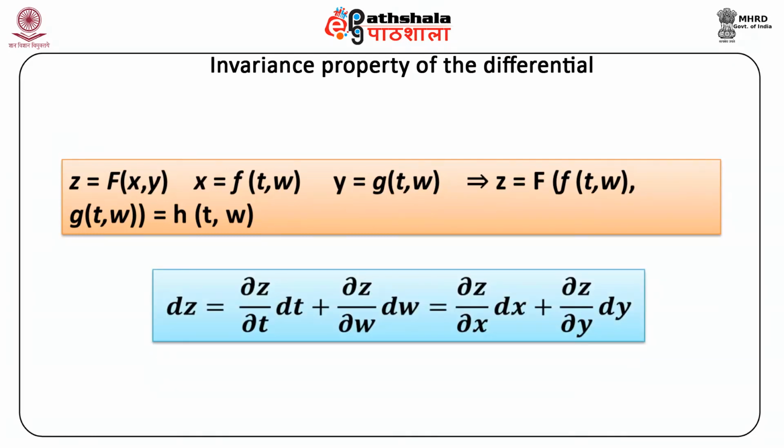Then dz is equal to delta z by delta t into dt plus delta z by delta w into dw, which is equal to delta z by delta x into dx plus delta z by delta y into dy. The above can be easily established by finding the partials of z with respect to t and w and using chain rule, substituting them in the expression for dz.